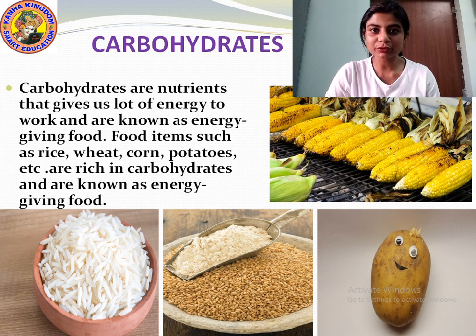Those are called what? Nutrients. And from where do we get nutrients? From the food that we eat. The food gives us nutrition to do different types of work, to keep our body fit and healthy. Now these foods are divided into different kinds of groups. So what are the food groups? Those are carbohydrates, proteins, fats, vitamins and minerals. These are the different food groups.